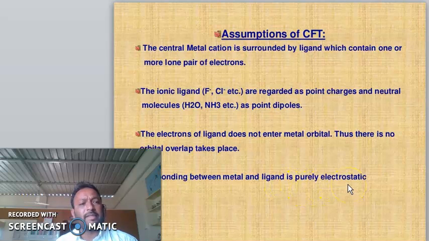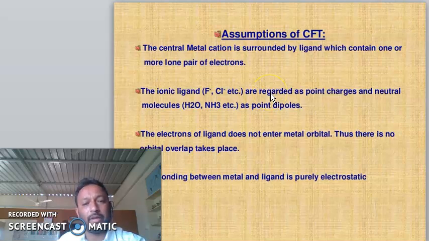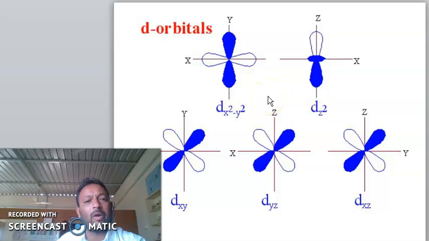We have seen these in detail in the postulates, but here is a revision of the postulates of this crystal field theory. Now today we are going to see the orbitals and the shape of orbitals.